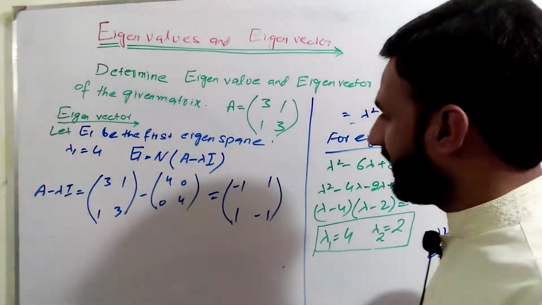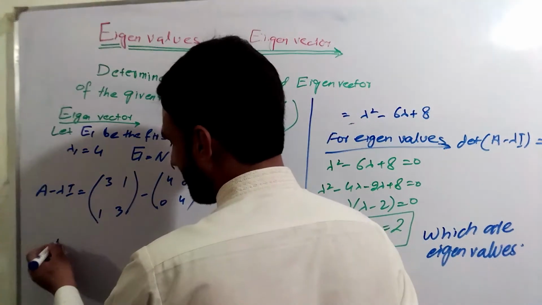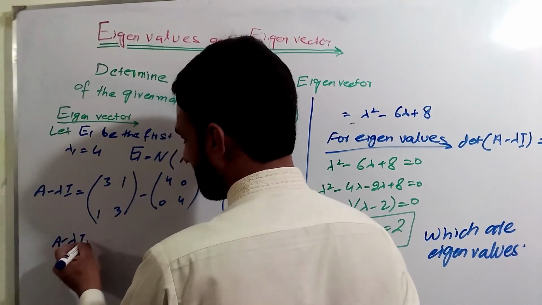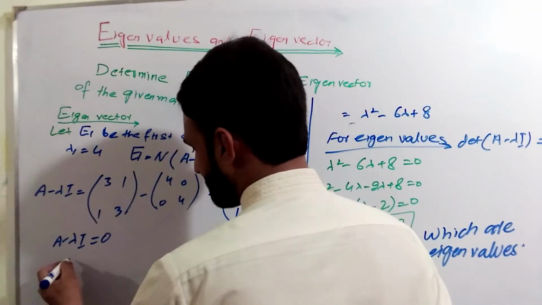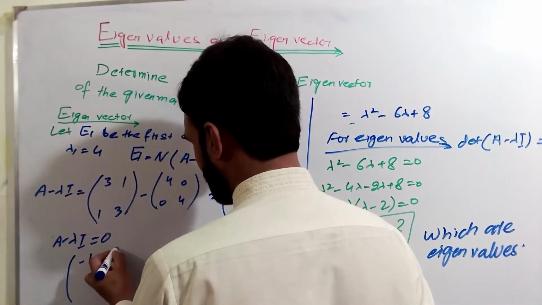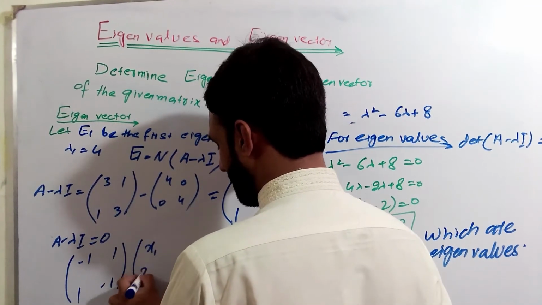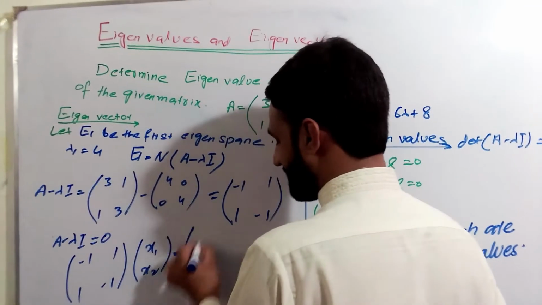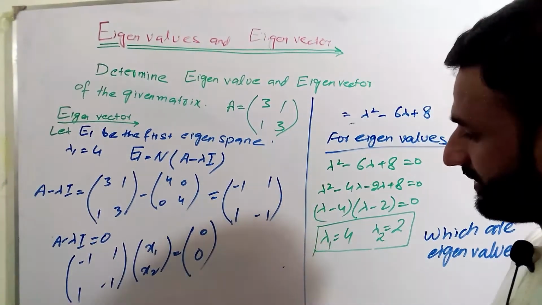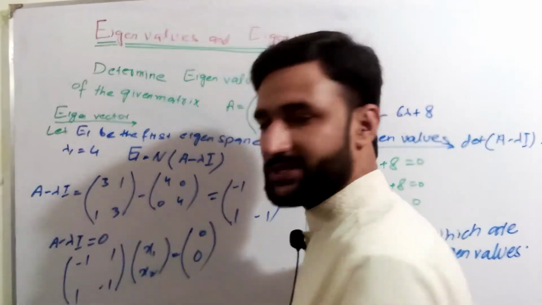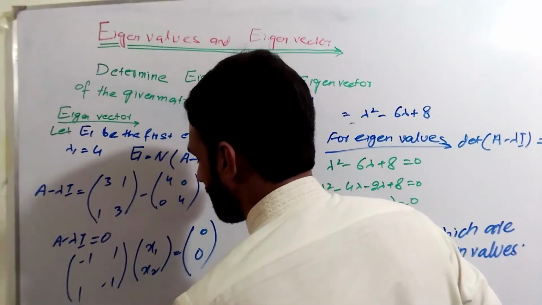Right, so for now we use this definition for eigenvalues and eigenvectors. For eigenvectors, (A minus lambda I) x is equal to 0. If we write this as a matrix, we have [-1 1; 1 -1] times [x1; x2] equal to [0; 0]. Now we write this matrix in augmented form.